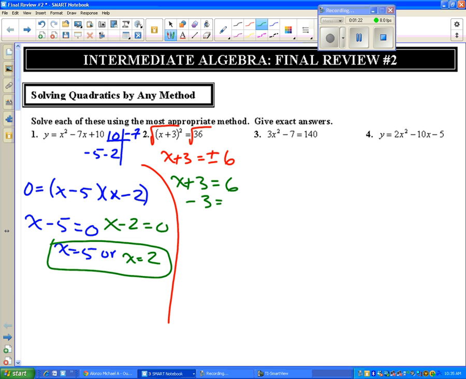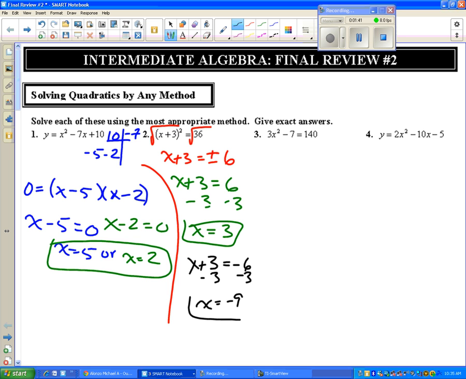Subtract 3. So x is equal to 3. Or the other option, we have x plus 3 is equal to negative 6. Subtract 3 again. X is equal to negative 9. Those are my 2 answers.